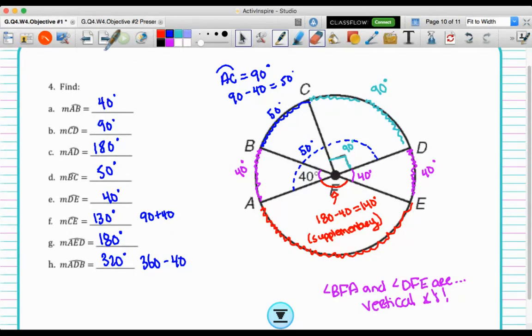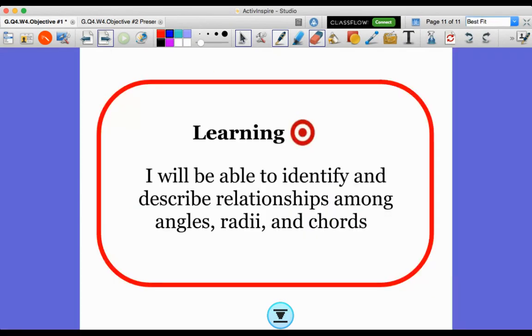Fantastic. So in this lesson, we had an opportunity to learn a lot of new vocabulary, identify and describe relationships amongst angles, radii, and chords, right? So lots of new vocab, which we are going to be using and looking at more closely over the next few weeks.